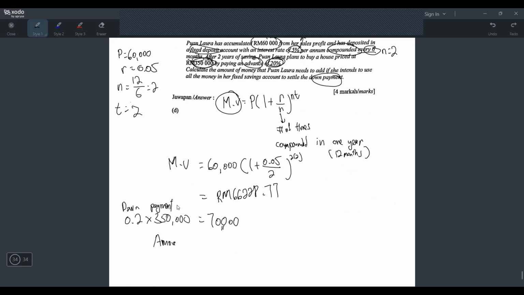Okay, let's write everything nicely. Down payment is this one, right? So down payment. And then now I'm calculating the amount of money needed to be added. So how do you calculate? Take the 70,000, the down payment, minus the savings, the amount she has in her account, and then you'll get the new amount, and that will be the answer. Minus 66,228.